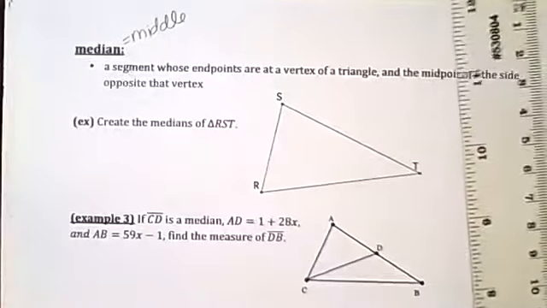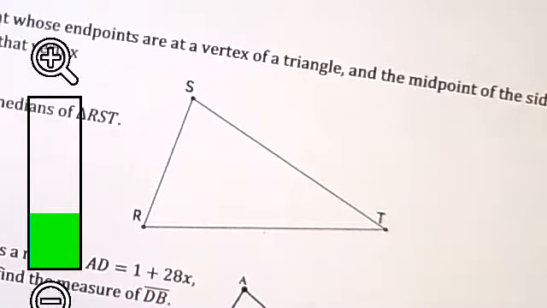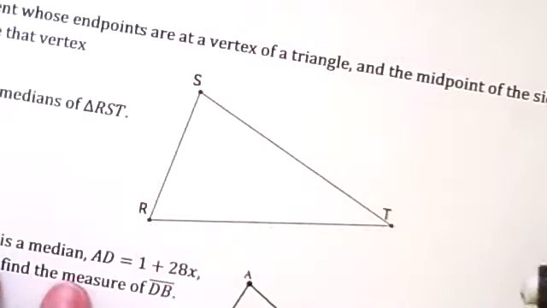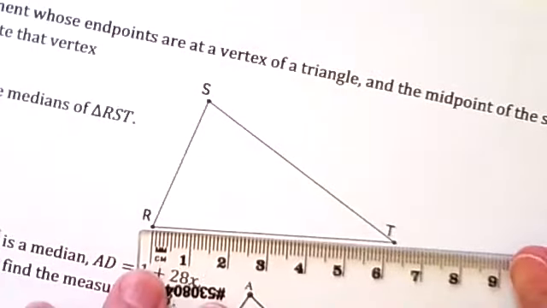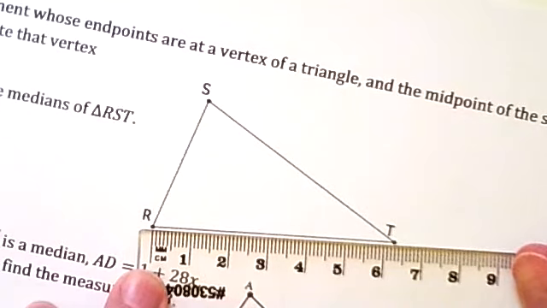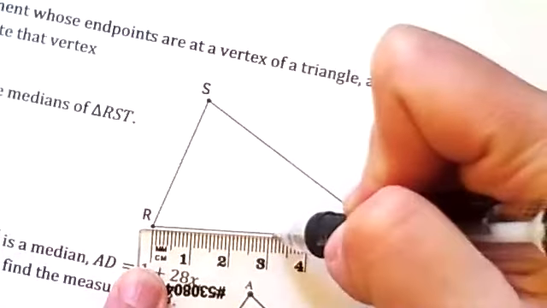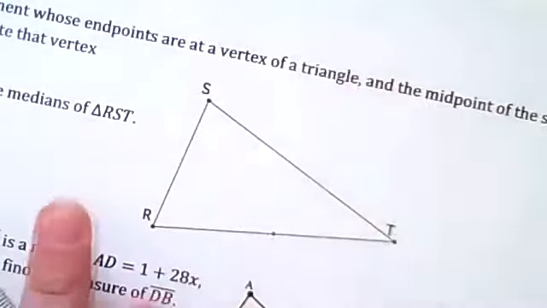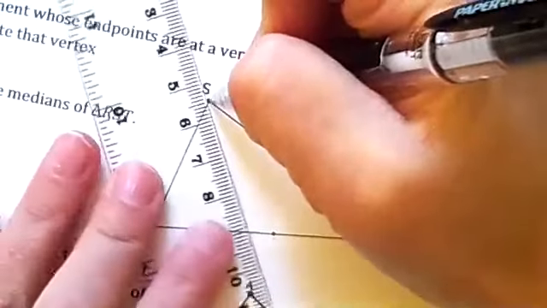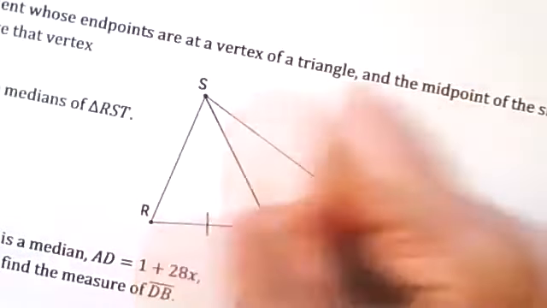So we're going to create the medians of RST. What we're going to do is measure each side, cut it in half, and then connect it to the vertex of the opposite side. So if I wanted to draw in the median of RT, I'm going to first measure RT, which is about 6.3 centimeters. So that would be 3 and then like 1.5 millimeters. So 3 like here. And then I'm just going to connect this to S. So that's a median. This is congruent to this.